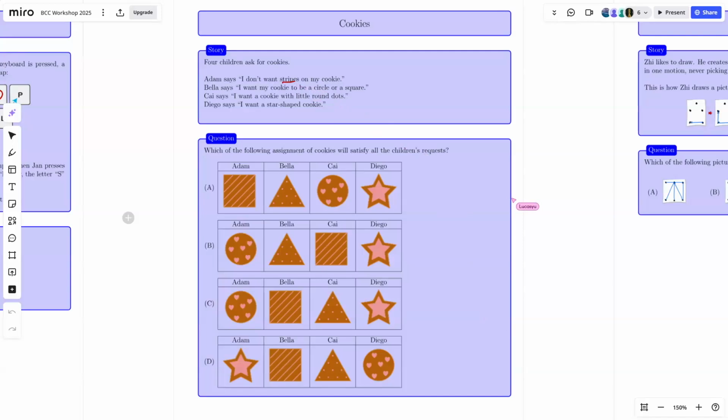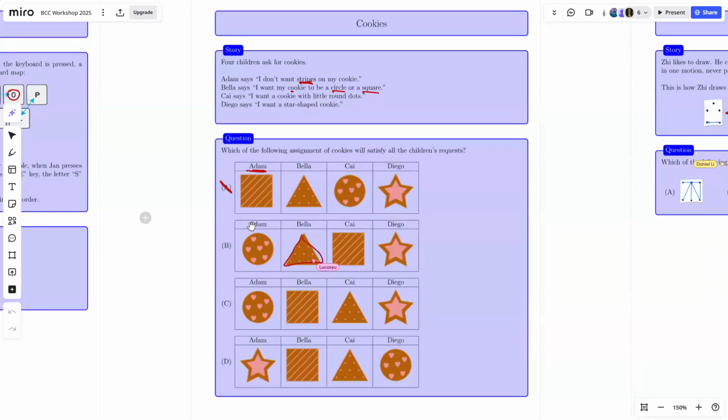So here we just work our way looking at the statements. First of all, Adam says he doesn't want any stripes. Looking at the answer choices, in answer A, Adam has stripes on his cookies, but he doesn't want stripes. So we can first just rule out answer A. In B, C, and D, none of them have stripes, so then we move on to the next statement. Bella says, I want my cookie to be a circle or a square. Choice B doesn't satisfy that because this is a triangle, which is not good. So we can rule out answer B.